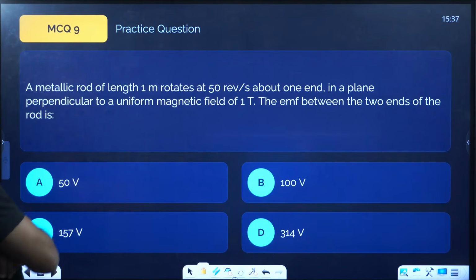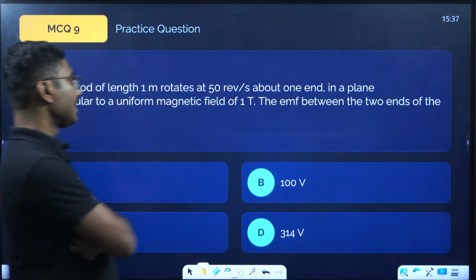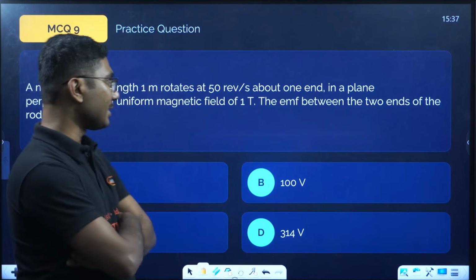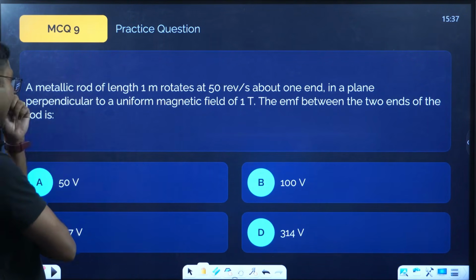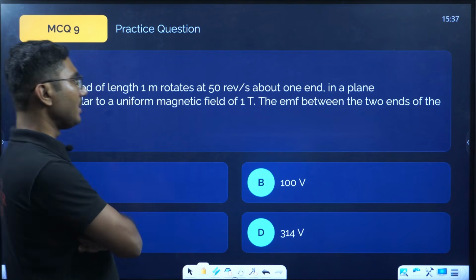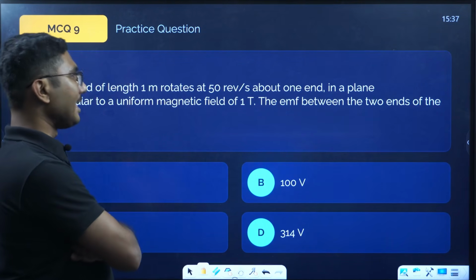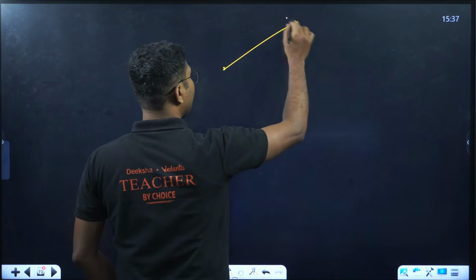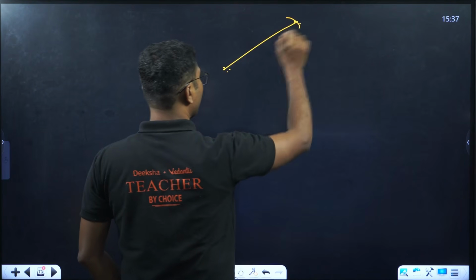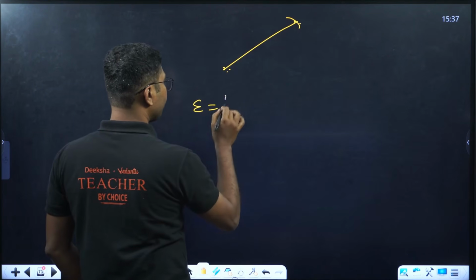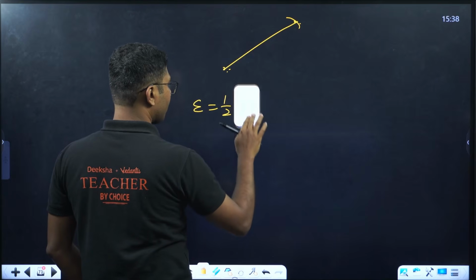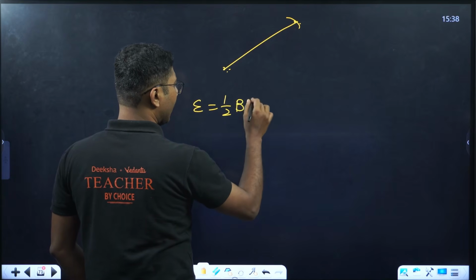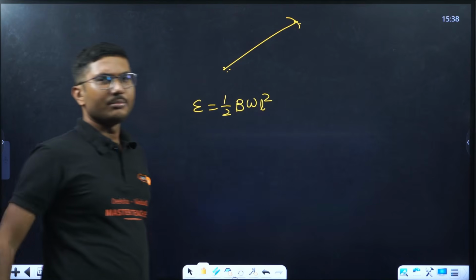Question number 9. A metallic rod of length 1 meter rotates at 50 revolution per second about one end in a plane perpendicular to uniform magnetic field of 1 Tesla. The EMF between the two ends of the rod is. So we have done this calculation that when a rod rotates in a magnetic field, the EMF produced between the two ends is given by half B omega L square.